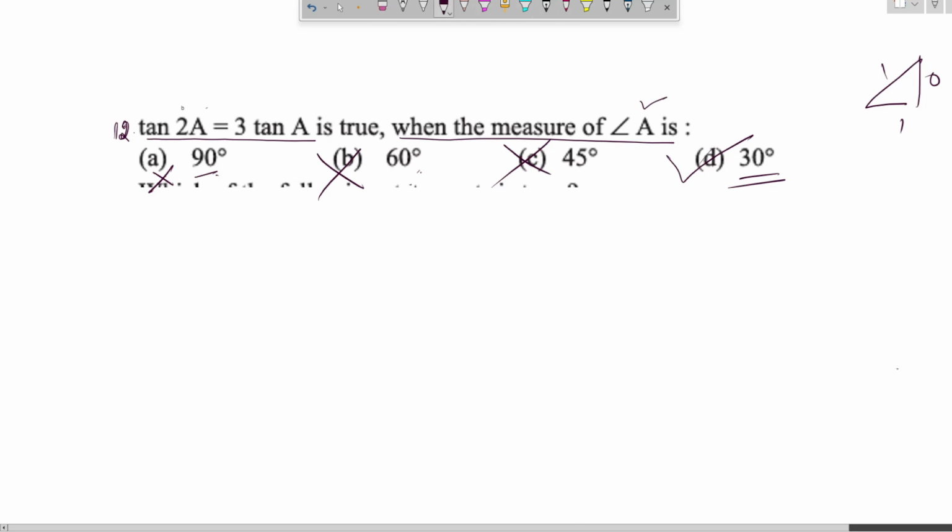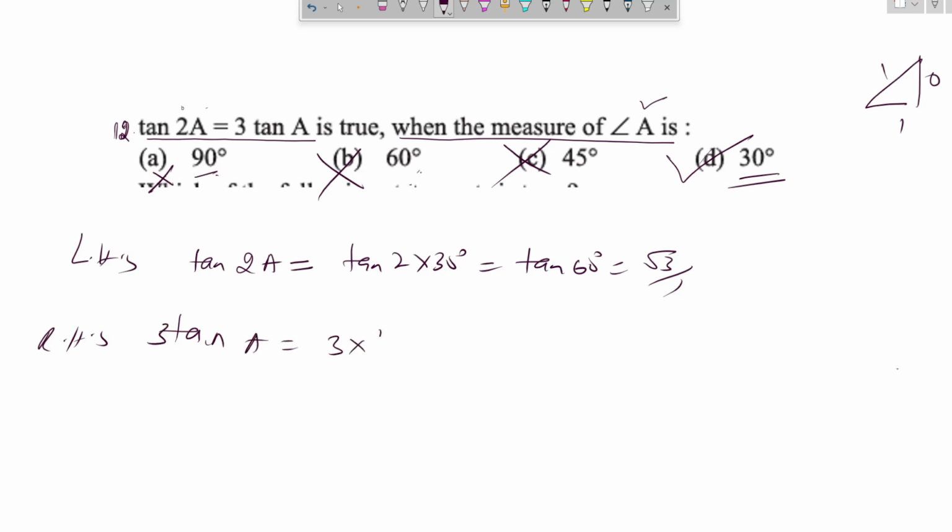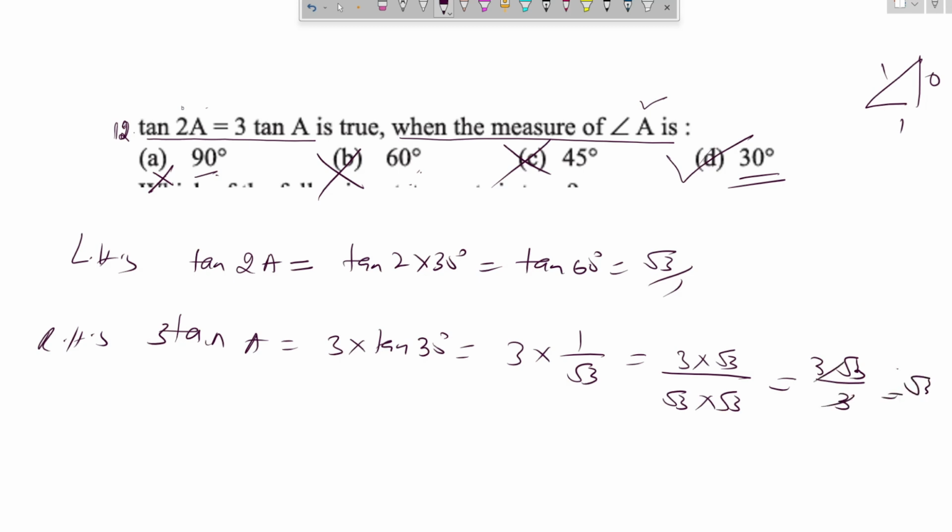Now let us check our option D. So tan 2A here will be equal to tan 2 into 30 degree, which is equal to tan 60 degree, which is equal to root 3 by 1. Similarly, my RHS, 3 tan A is equal to 3 into tan 30 degree is equal to 3 into 1 by root 3. Now rationalizing the denominator, it will be equal to 3 root 3 by 3, 3 cancel, root 3. So you got LHS is equal to RHS, therefore option D is correct.